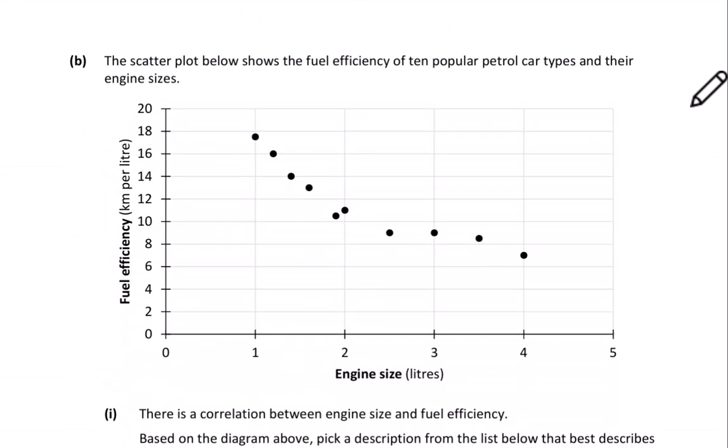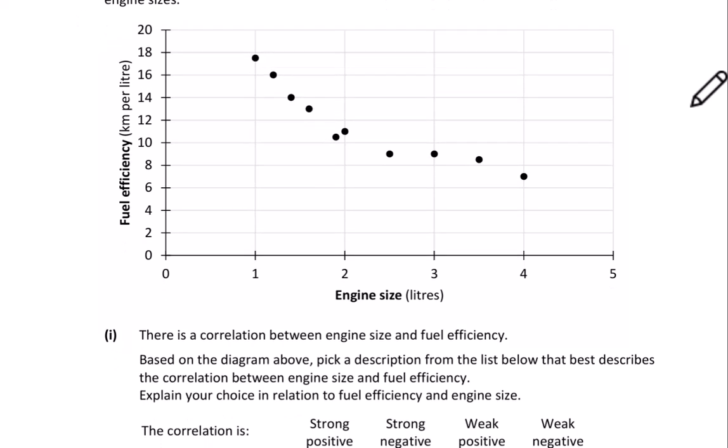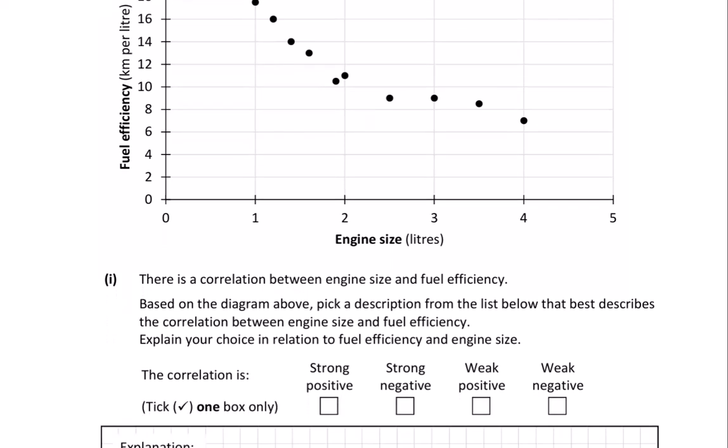Okay, next one then. The scatter plot below shows the fuel efficiency of 10 popular petrol cars and their engine types. So we can see here we've got engine size along here, and we've got fuel efficiency up along here. So we can see that as the engine size gets bigger, the fuel efficiency gets lower and lower. So there is a correlation between engine size and fuel efficiency. Based on the diagram above, pick a description from the list below that best describes the correlation between engine size and efficiency. Explain your choice in relation to fuel efficiency and engine size.